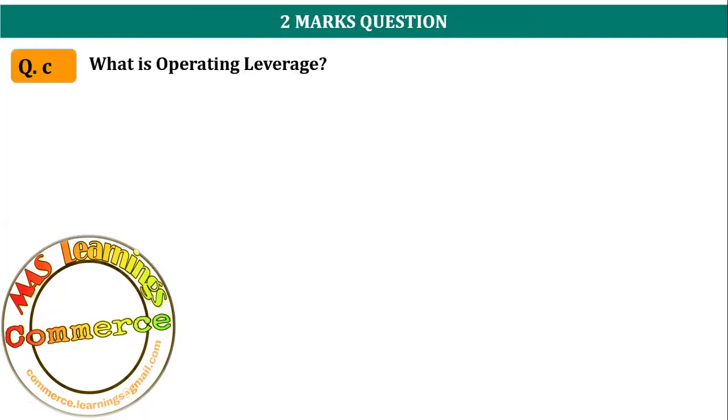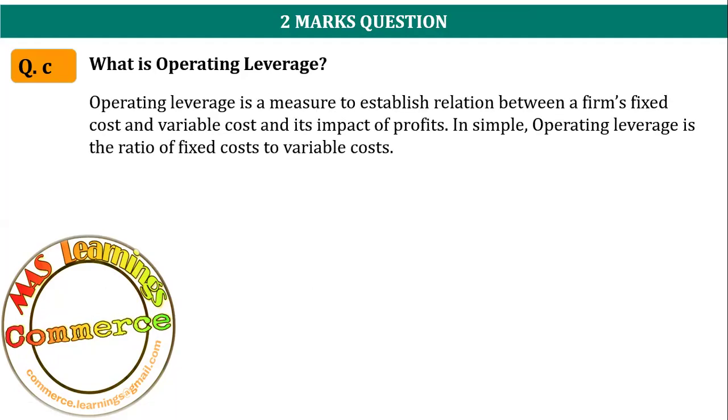Next, what is operating leverage? It is a measure to establish the relation between a firm's fixed cost and variable cost and its impact on profit. In simple terms, it is the ratio of fixed cost to variable cost. Formula: contribution by EBIT. You should even write the formula, as that will add an advantage.